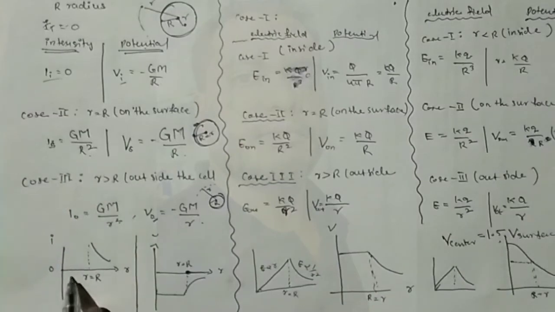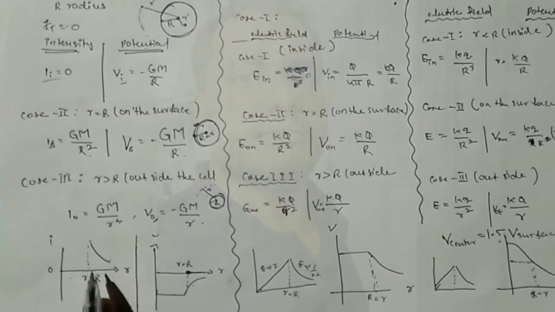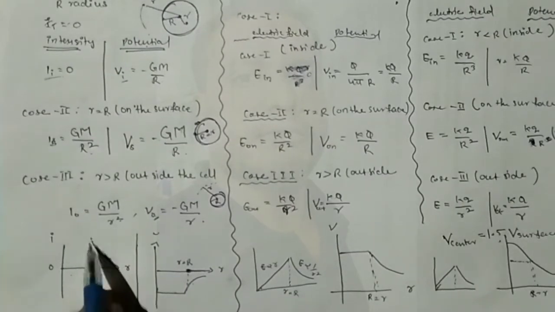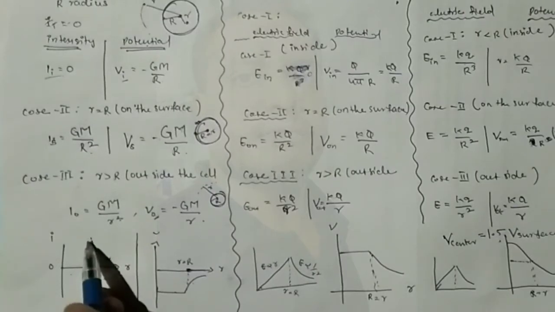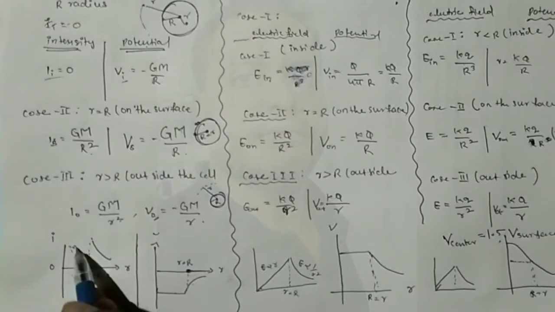In the same way, we can see here the intensity graph and here the potential graph. Look here, the intensity graph starts from small r equal to capital R. Why? Because inside the spherical shell the intensity is zero.